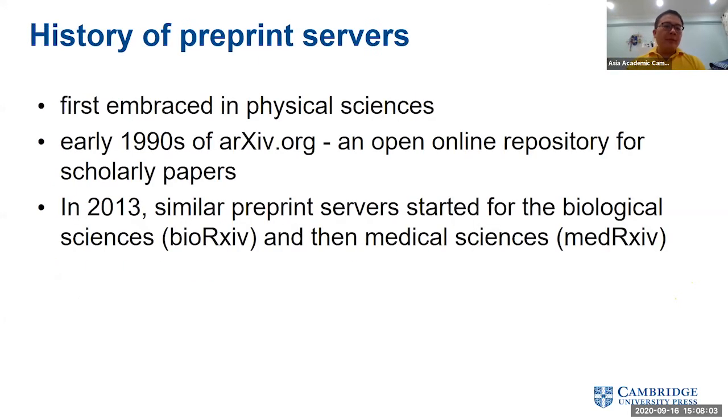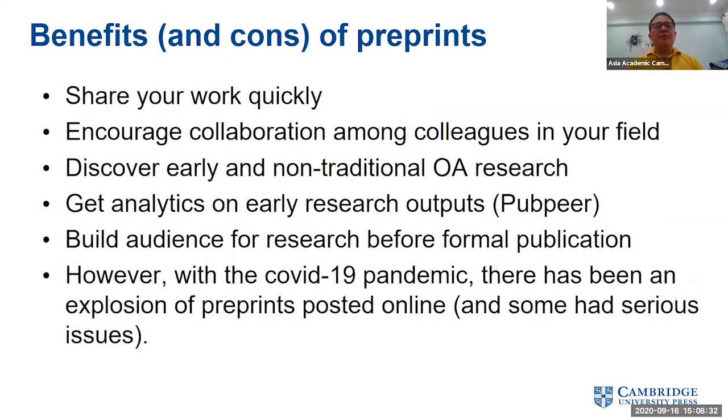So the history of preprint servers, which is where they are so-called deposited. They were first embraced by the physical science scholarly community, in the early 1990s with arXiv.org. This is an open online repository, where they just deposit their early research. And then about 13 years later, similar preprint servers for the other sciences started. So nowadays there are a lot of such preprint servers.